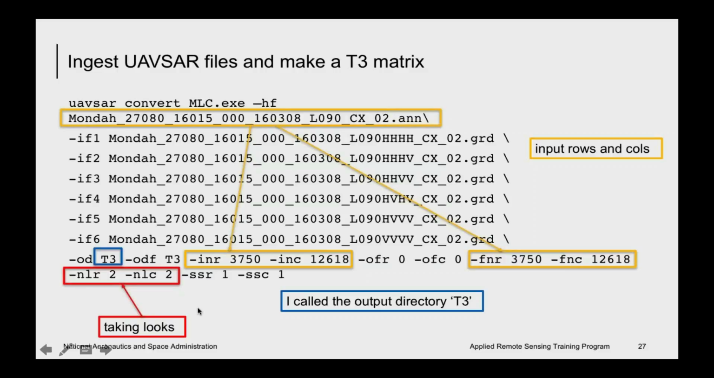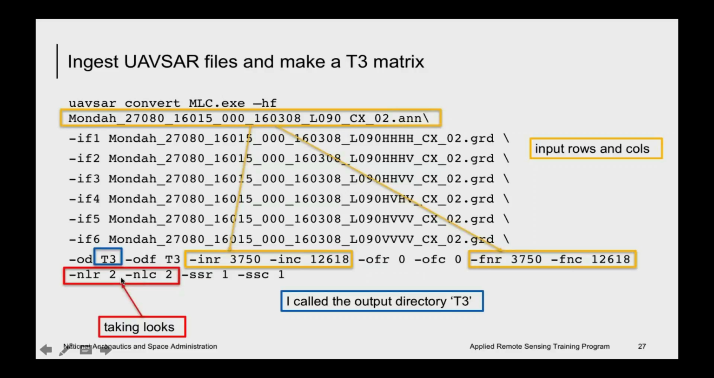The output directory, I'm calling it T3, but you can call it whatever you prefer. The output format is T3 because there are many different types of scattering matrix, but today I'll focus on T3. The input number of rows and columns is something that you can find in the annotation file. It's just the size of your raster. The offset row and offset columns, as I mentioned before, are zero, no offset today. The final number of rows and columns is the same as before.